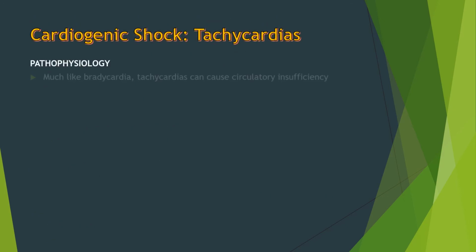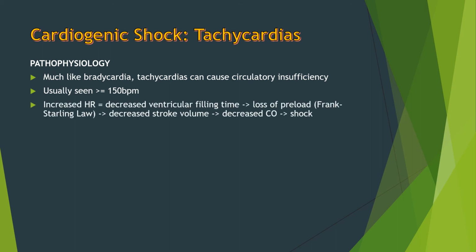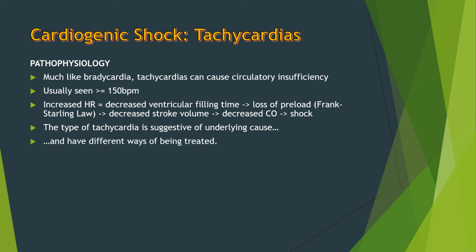Tachycardias, the pathophysiology: much like a bradycardia, tachycardias can cause a circulatory insufficiency. This is usually seen around 150 beats a minute or more, but can occur at slower rates depending on the patient. Increased heart rate leads to decreased ventricular filling time, and that means we have a loss of preload, back to the Frank-Starling law, and we also have a decreased stroke volume, which results in decreased output, which results in shock. The type of tachycardia is suggestive of the underlying cause, and they have different ways of being treated.